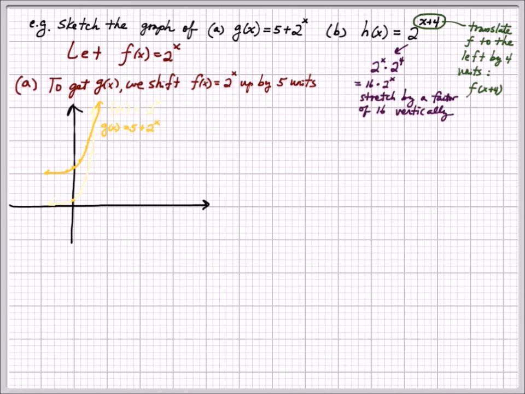The horizontal asymptote also gets shifted up as well. Before, for 2 to the x, the horizontal asymptote was at the x-axis, which is the y equals 0 line. Now it gets shifted up by 5 units and becomes the line y equals 5.